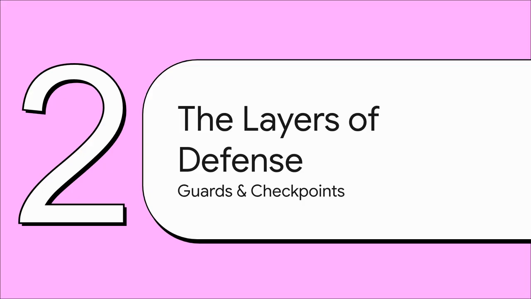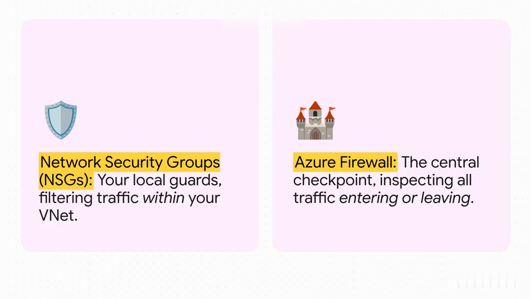Okay, so we've got our land, we've got our zones, now we need to post some guards. And this brings us to two absolutely critical layers of defense, your local guards and the big central checkpoint at the main gate. And this is where things get really interesting, because you have two key tools here. On one side, you've got your network security groups. We call them NSGs. Think of these as your local guards, or maybe even bouncers, stationed at the door of every single subnet, controlling who gets in and out of that one specific zone.